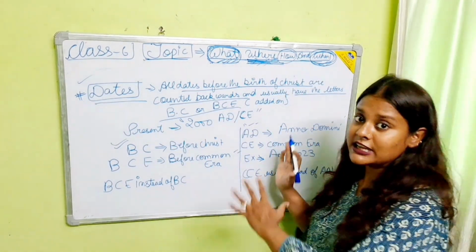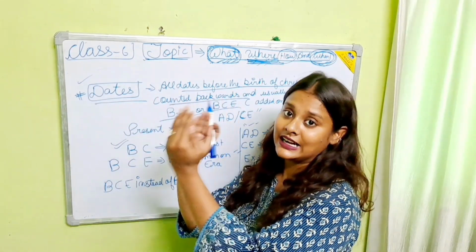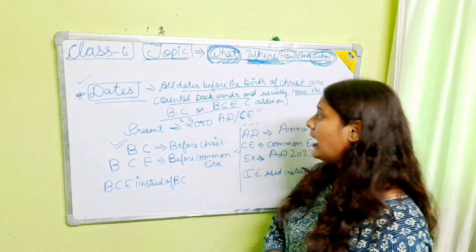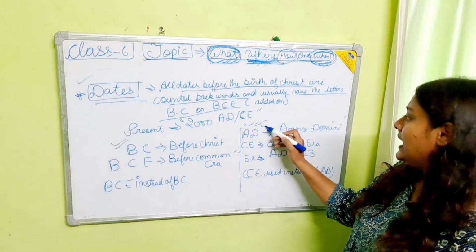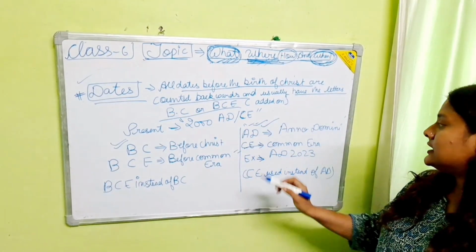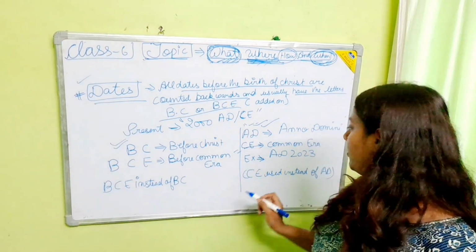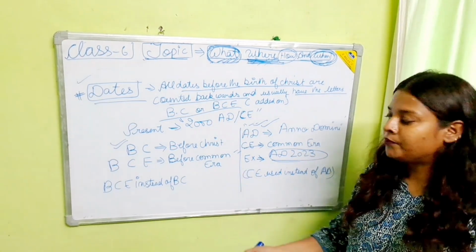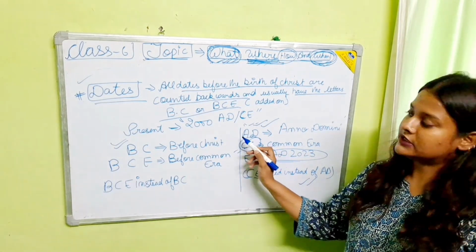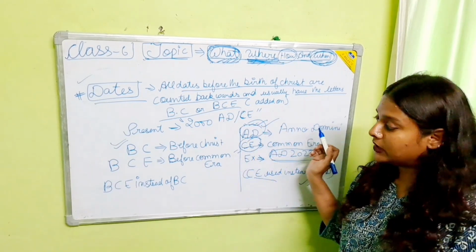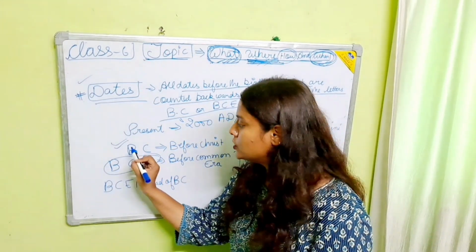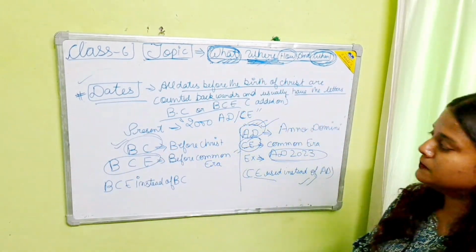Before the birth of Christ, all the dates were recorded as BC, that is before Christ, and BCE, that is before Common Era. And AD is Anno Domini, that is after Christ. CE is Common Era. Example, if we talk about today, that is AD 2023. CE is used instead of AD. Now Common Era is used instead of AD, that is Anno Domini, and BCE, that is before Common Era, is used in place of BC.